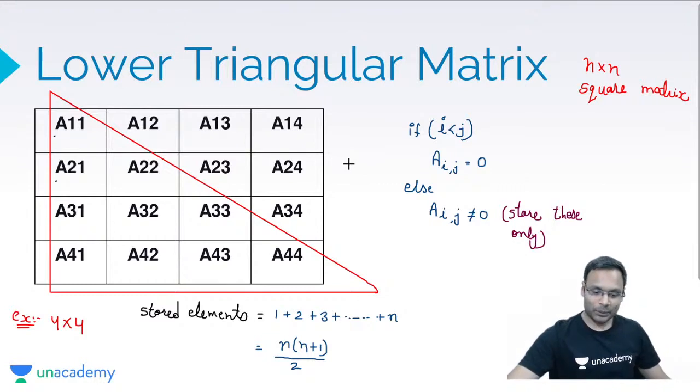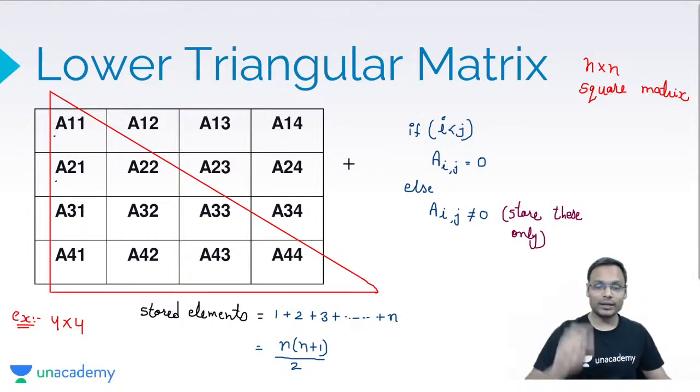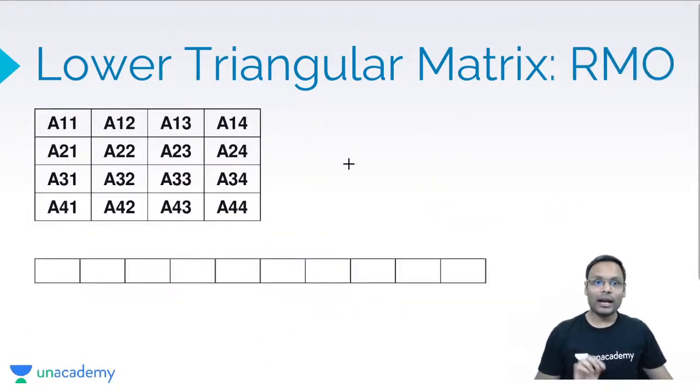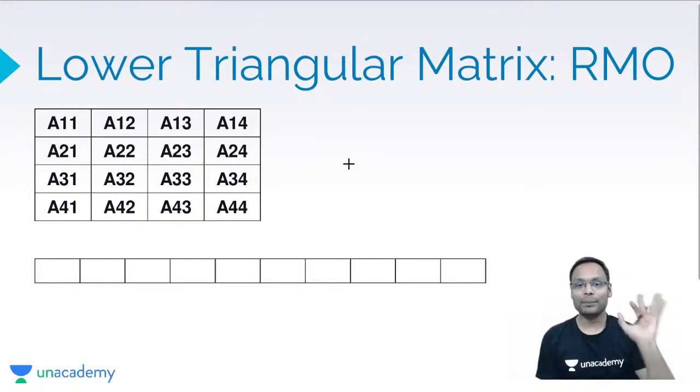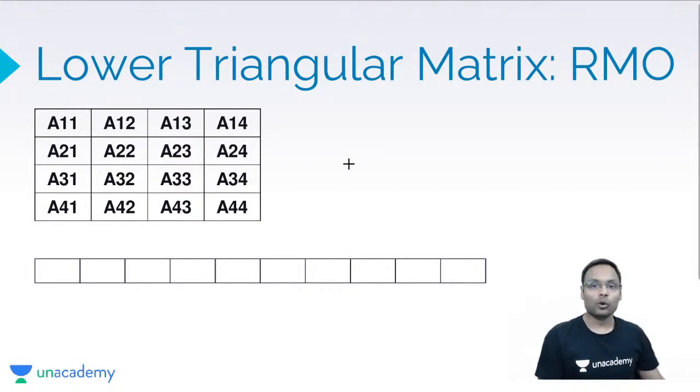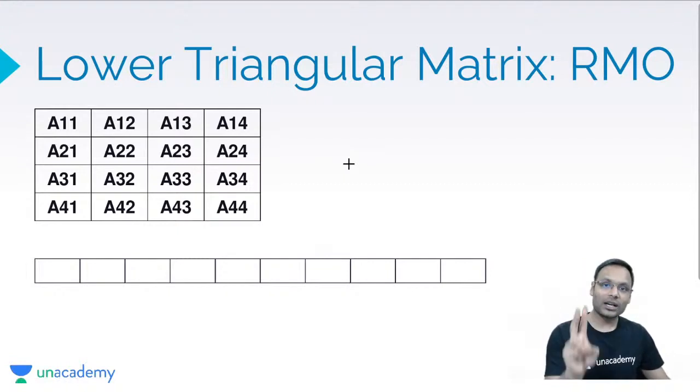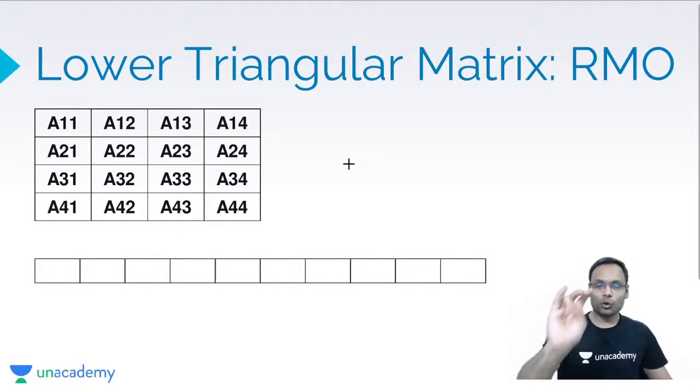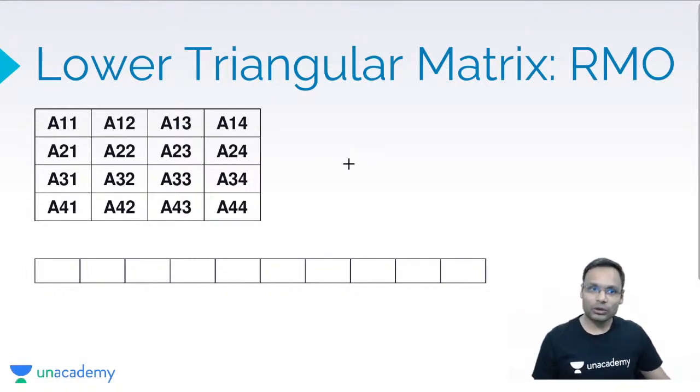Got it? Perfectly fine. If you are done with this, let's try to understand how this lower triangular matrix will be stored in the memory. So let's talk about row major order. There are two types of storage we can have for a lower triangular matrix. What are the two different types of storage? Row major and column major. Row major means you have to store row wise. Column major means you have to store column wise. First let's see row major order.